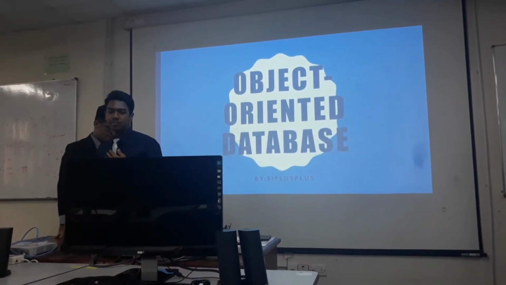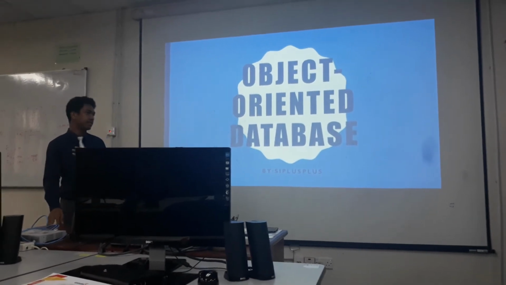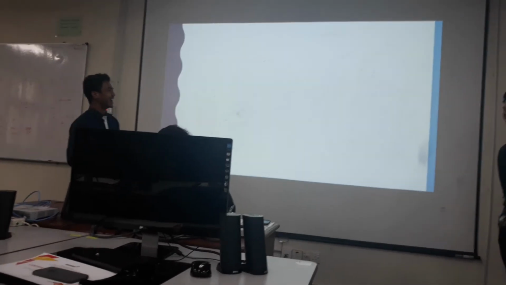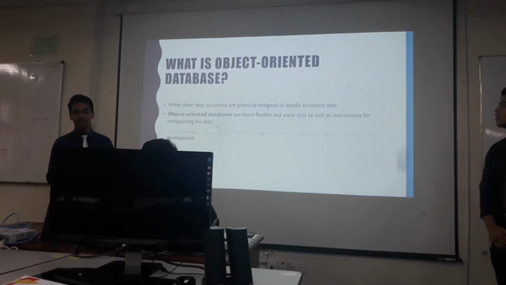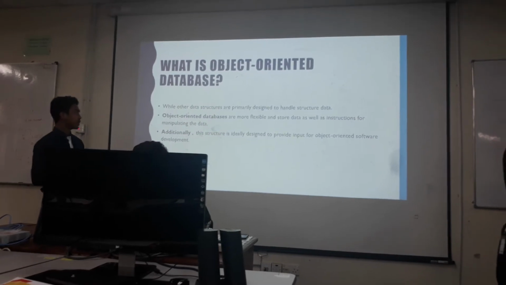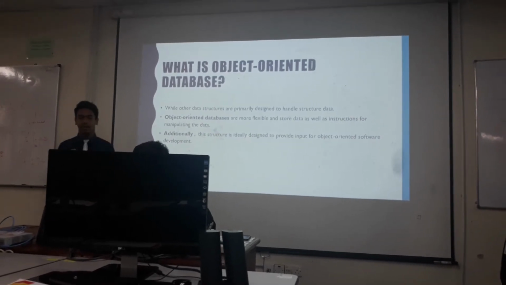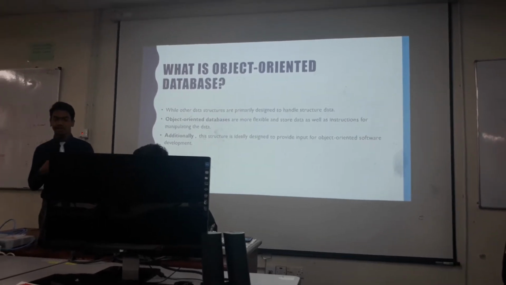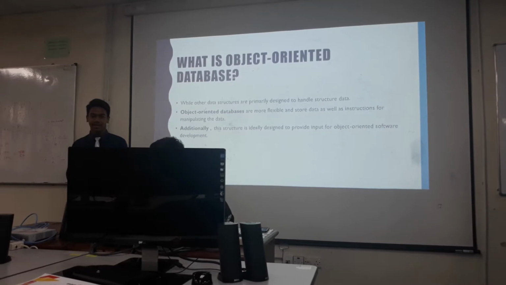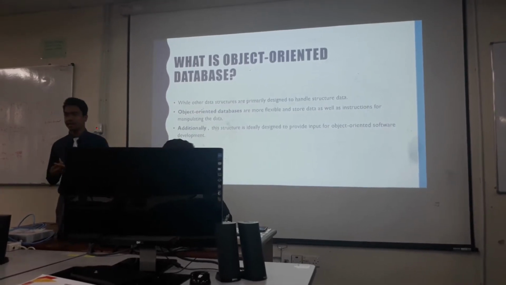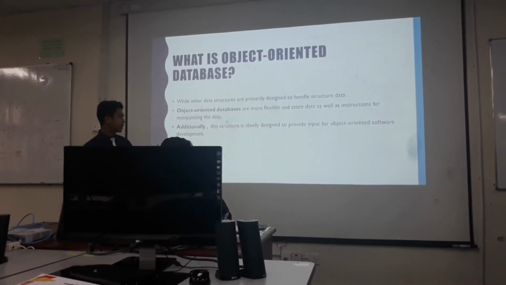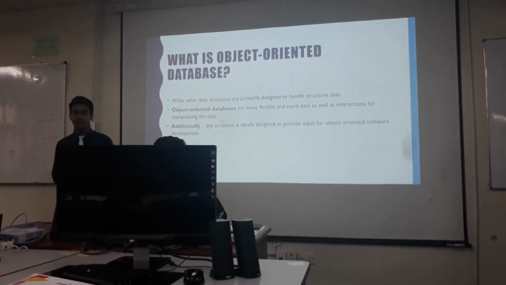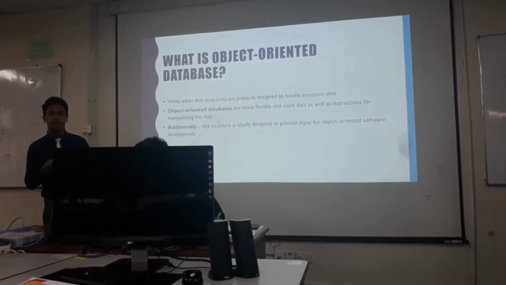Okay, I will explain about the object-oriented database. So, good evening everyone. What is an object-oriented database? While other data structures are primarily designed to handle structured data, object-oriented databases are more flexible and store data as well as instructions for manipulating the data. This structure is ideally designed to provide input for object-oriented software development. This will be explained in chapter 13.